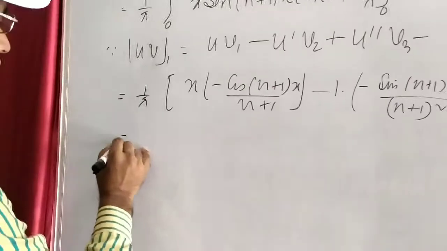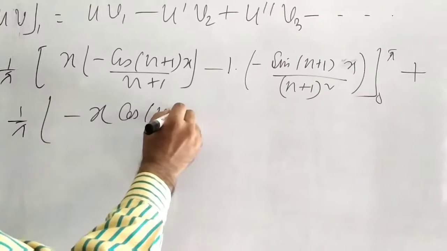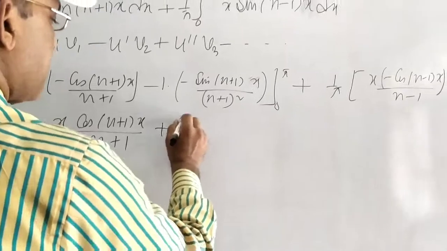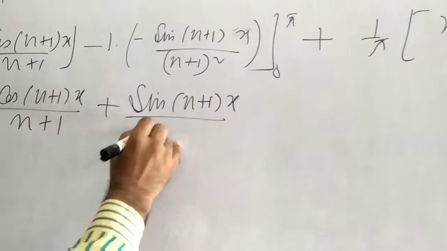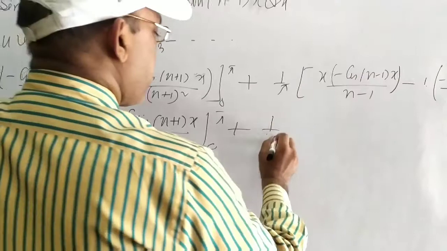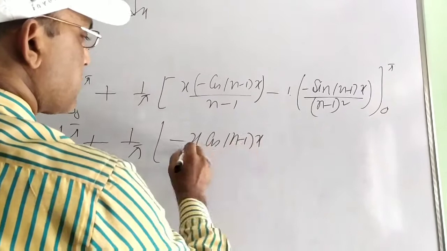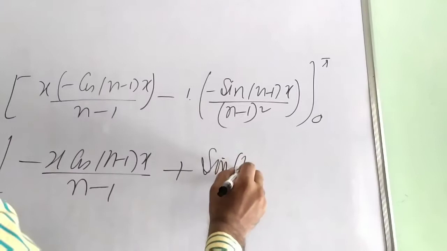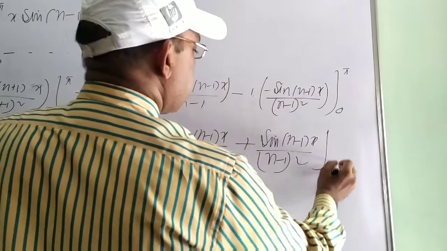Now we rewrite this line: 1 by pi, minus x cos (n plus 1) x by (n plus 1), minus minus plus sin (n plus 1) x by (n plus 1) whole square, 0 to pi. And 1 by pi, minus x cos (n minus 1) x by (n minus 1), minus minus plus sin (n minus 1) x by (n minus 1) whole square, 0 to pi.